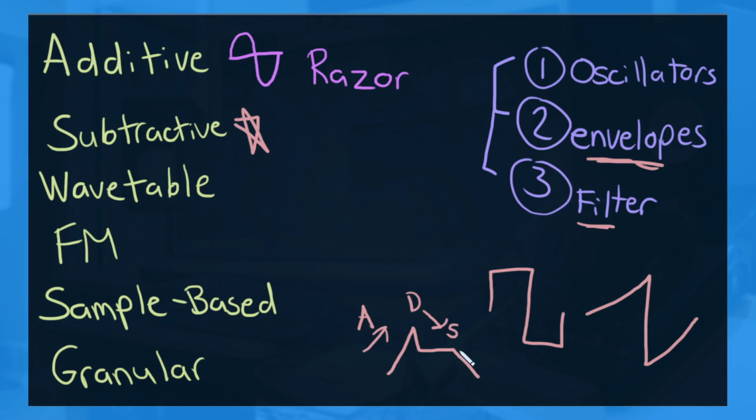You have the sustain. If you hold down the note, it's going to stay at the sustain forever. And then you have the release, which goes down. So the release only happens when you actually let go of the note. More of that when we get into it, okay?